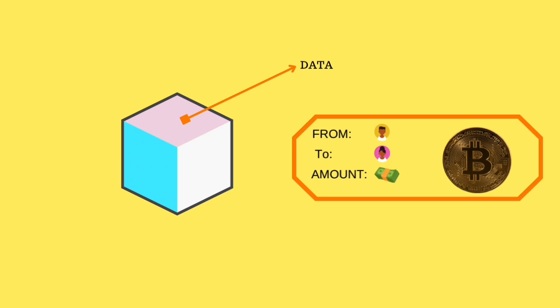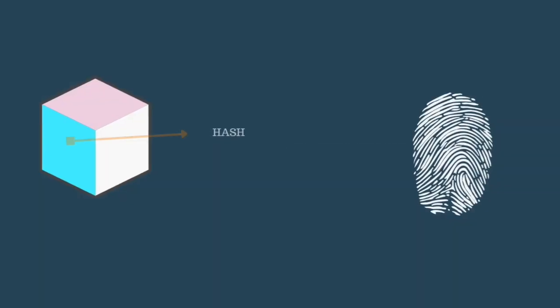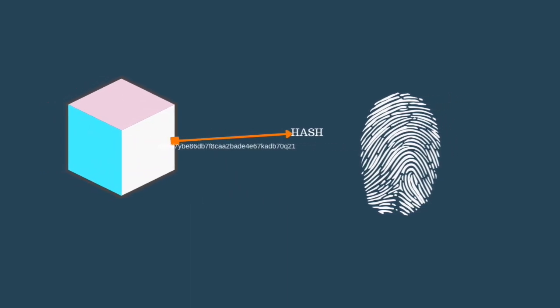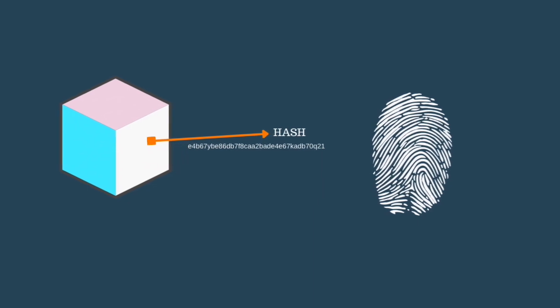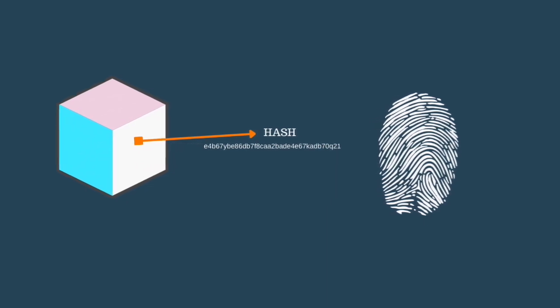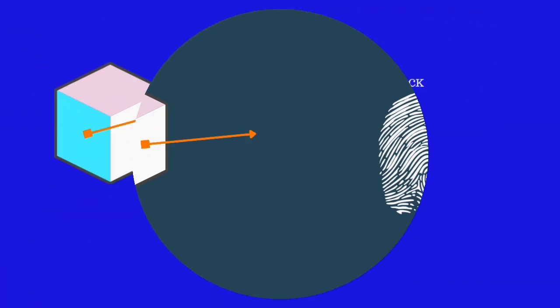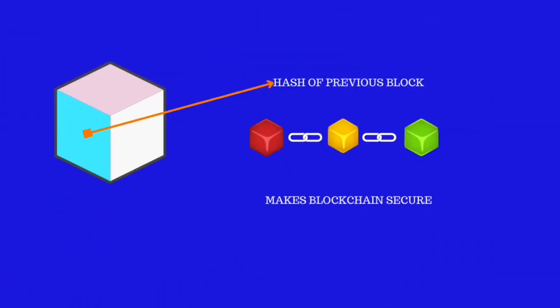Next, let's talk about the hash. The hash is somewhat like a fingerprint. It is unique to the block and it identifies the block just as a fingerprint identifies you. Changing something inside that block would cause the hash to change. So this is what is used to detect changes to the block. If the fingerprint of the block changes, it is no longer the same block. The third element inside each block is the hash of the previous block. This is what creates the technique that makes the blockchain so secure.